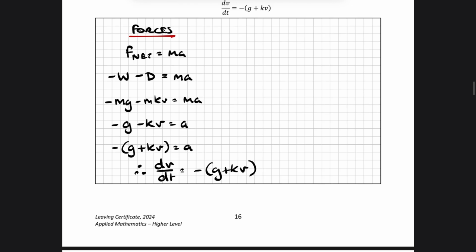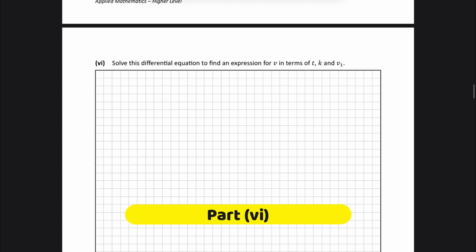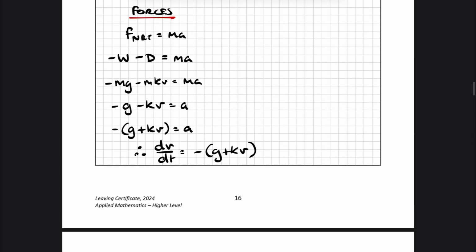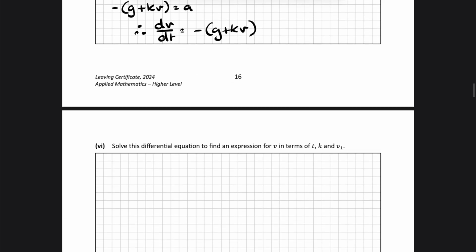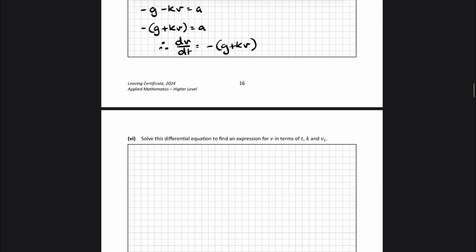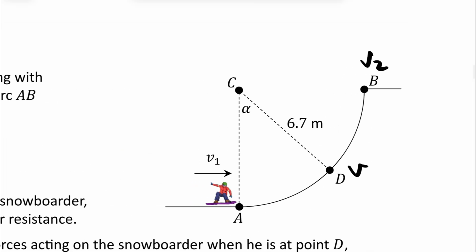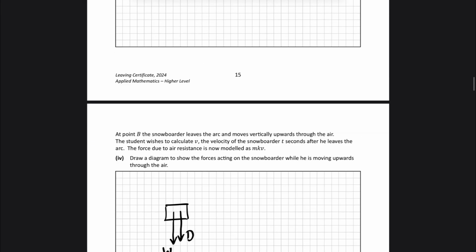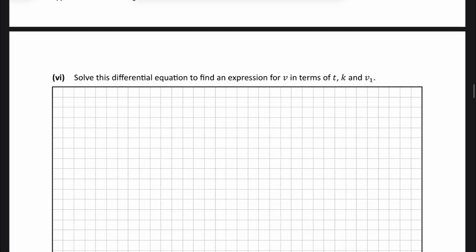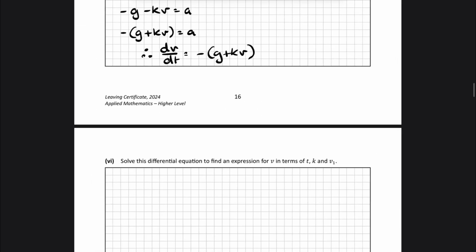Lovely. Now, solve this differential equation to find an expression for v in terms of t, k, and v1. You've got to be hyper aware here of what your v's are. Personally, I found this question confusing because there were three v's to consider: v1 down here, v2 here, and v here. So always come back to it wherever you can and try to clear up where you are in a certain scenario. But for now, let's worry about solving this equation.